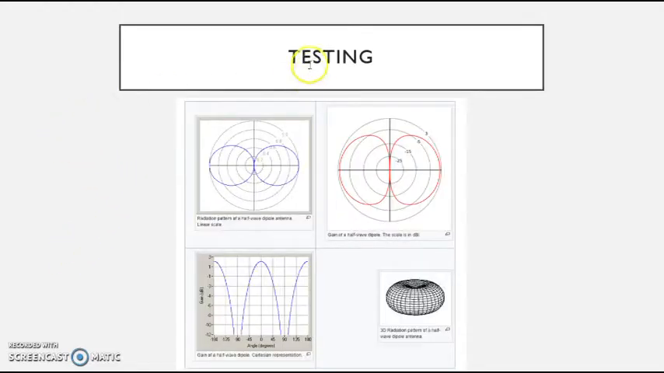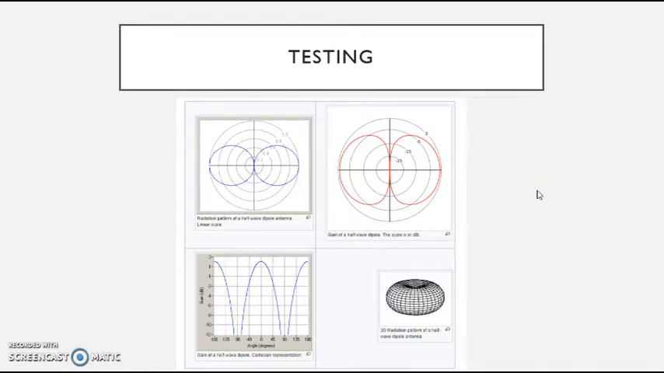On to the next part, we have testing. The antenna measurement ensures that the antenna meets its specifications, or simply to characterize it. We have typical parameters: the gain, the radiation pattern like this, the bandwidth, the polarization, and the impedance. These parameters are used to test an antenna to see if it's working or not.